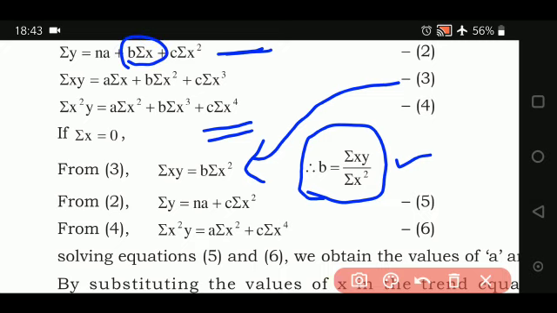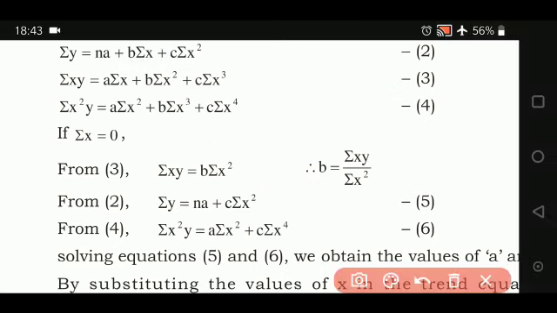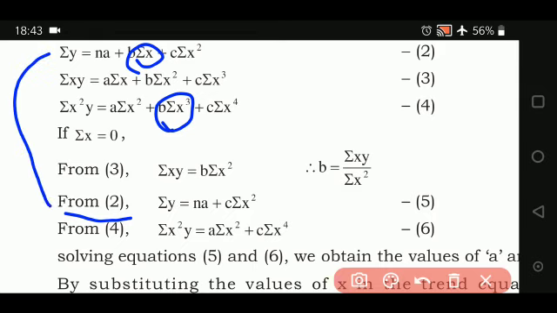This term becomes 0 and this term also becomes 0. When summation x is equal to 0, automatically summation x cube also becomes 0. So this part becomes 0, this part becomes 0, and what remains is, from this particular equation, summation y is equal to na plus c summation x square, and from this particular equation, summation x square y is equal to a summation x square plus c summation x to the power of 4.